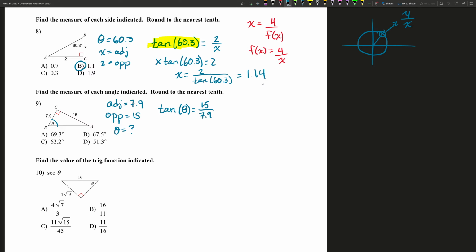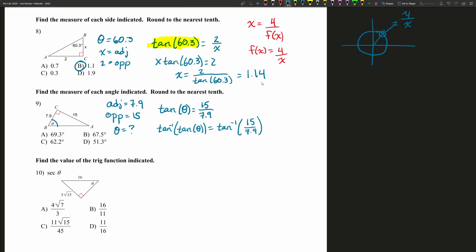This is one of the last things we did, and it's been a while since we've really done this. In order to undo a tangent, we need to take the inverse tangent, or arctan as some people call it, of both sides. So this is really what's happening. You don't need to show this step. It's good to know that this is what's happening though.